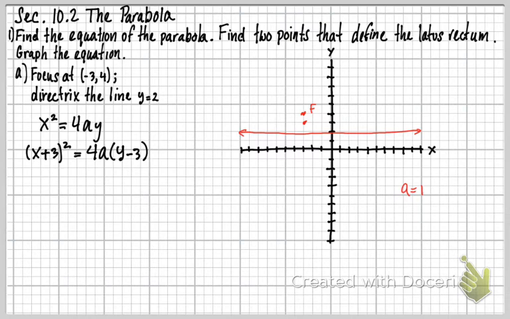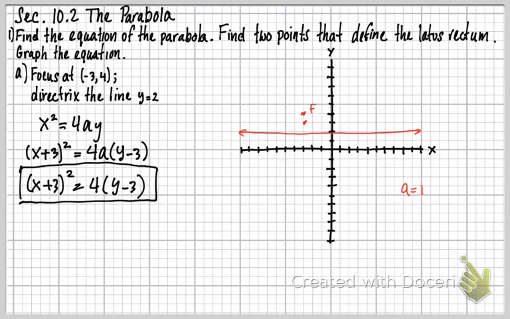Now this is not quite our complete answer. We've got to find our a now. We do know the a is 1 from computing it earlier. So this is really x plus 3 squared equals 4 times 1, which is 4, times y minus 3. So there's our first question being answered there. So there's our equation.